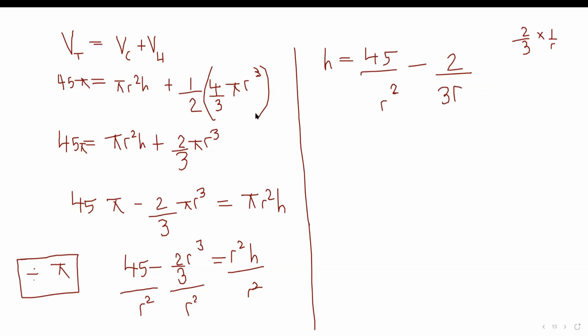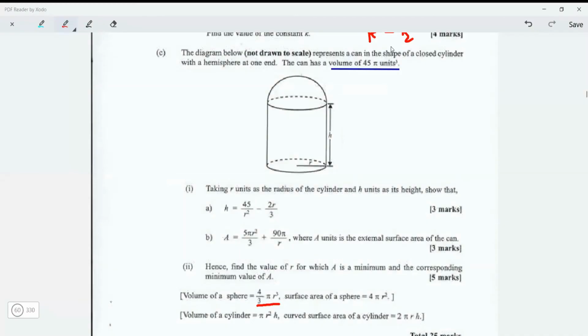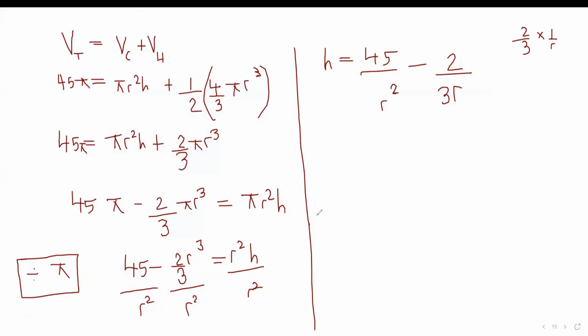That's it? Really? Minus 2r over 3. Did I do my division right? 2 over 3. Oh, I did my division wrong. This is 2 over 3 r cubed over r squared. The squares cancel out. Oh, I can't believe I made that mistake. My apologies.